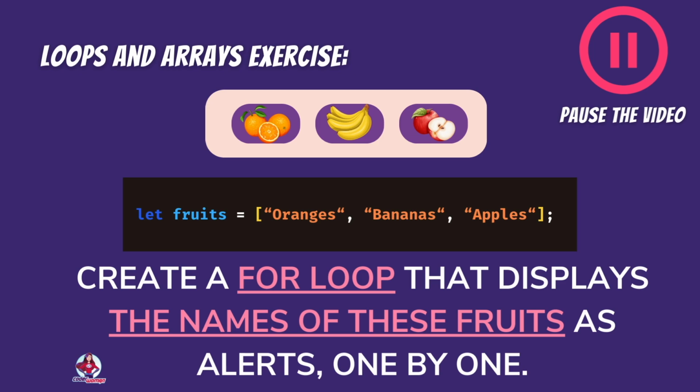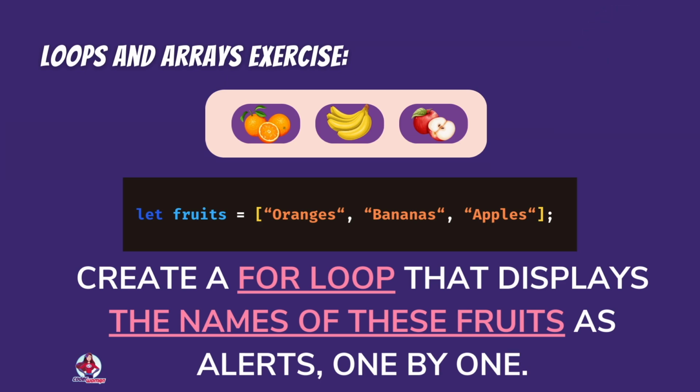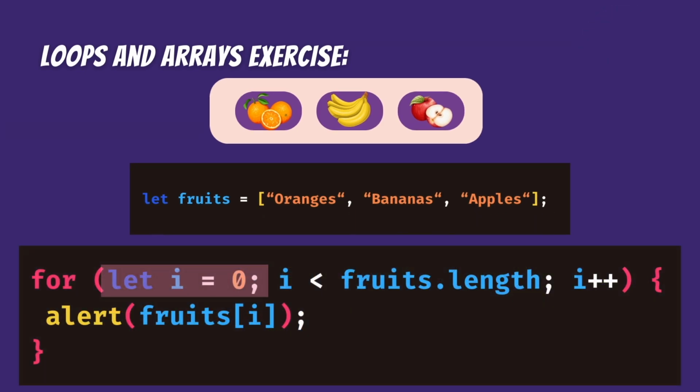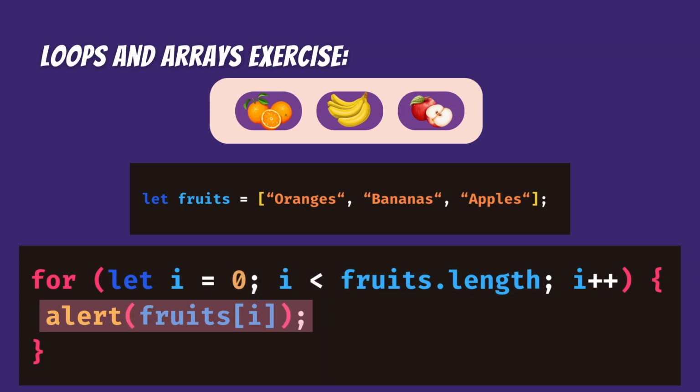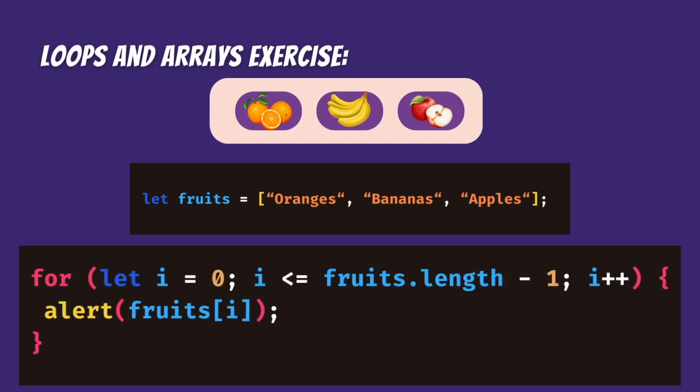How did you do? Compare your solution to mine. I started at index 0. I set up the loop to run as long as the index is less than the array's length. Inside, I put an alert that displays the fruit name. If your code is different, for example, you set the condition so the index is less than or equal to the array's length minus 1, that's also a good solution.